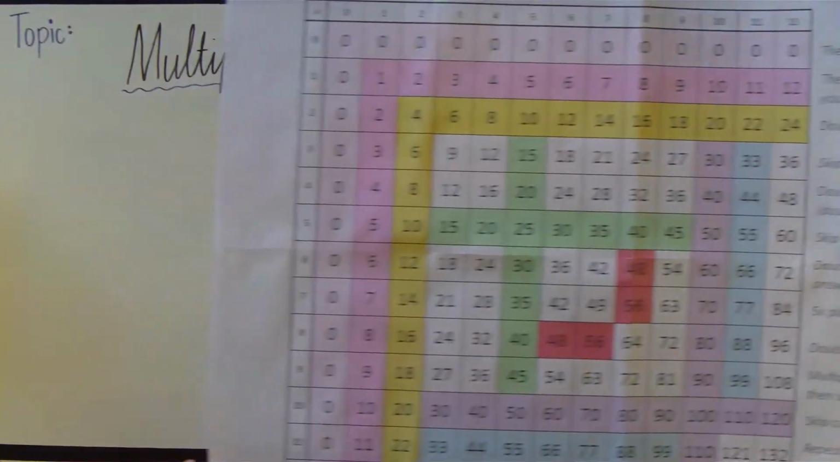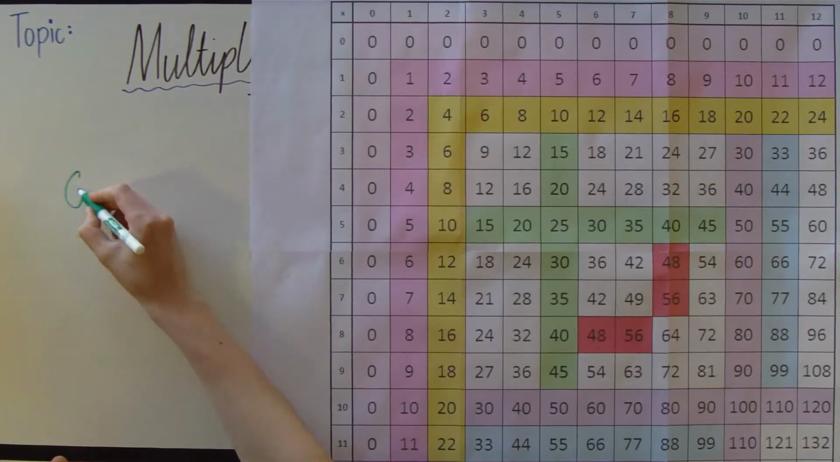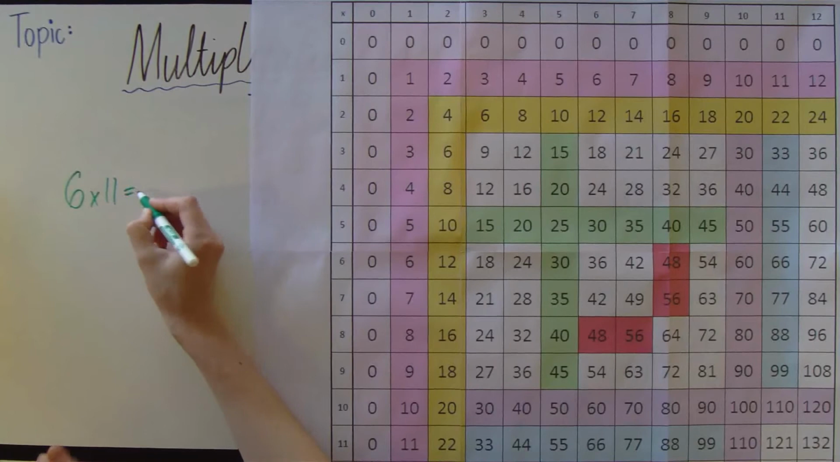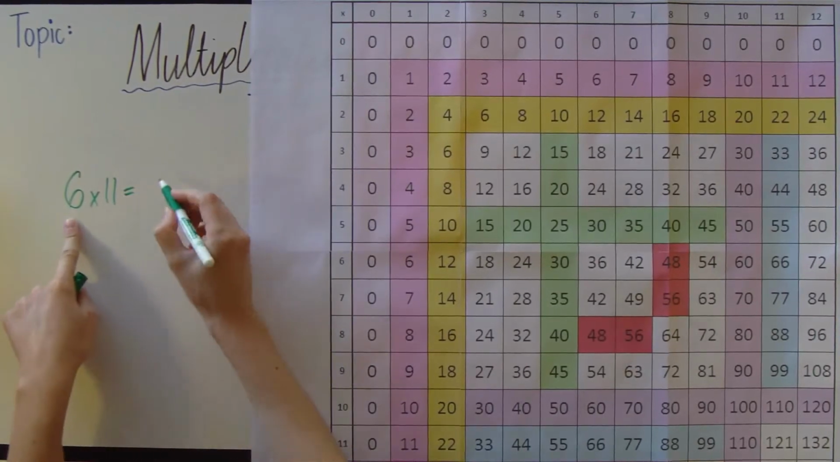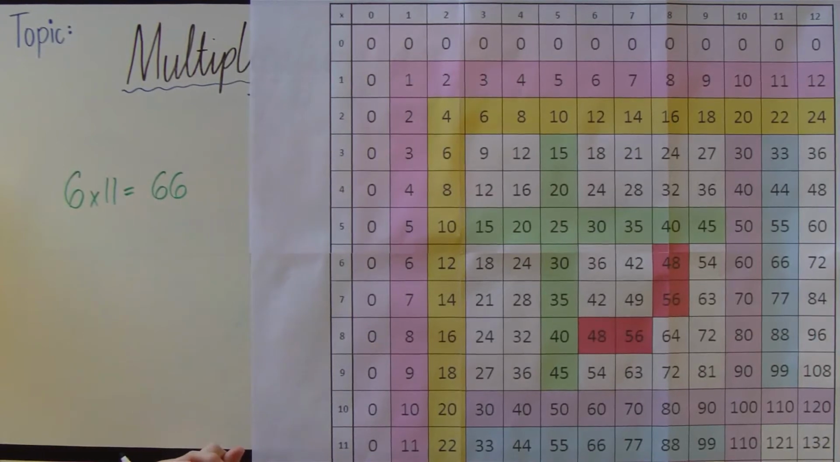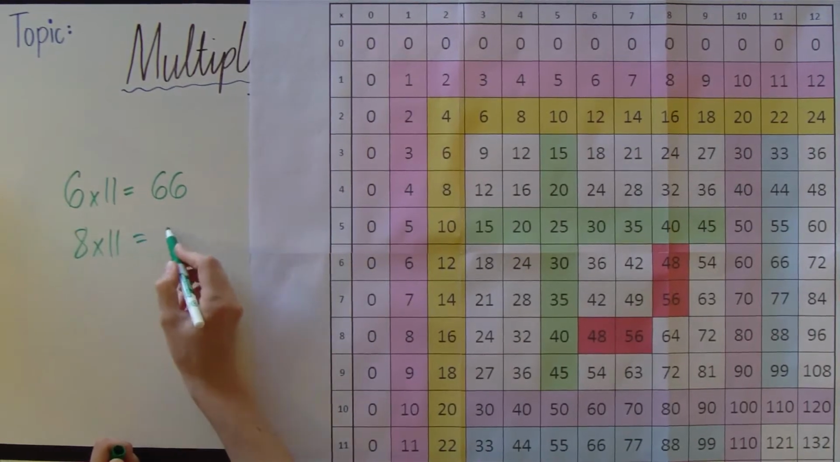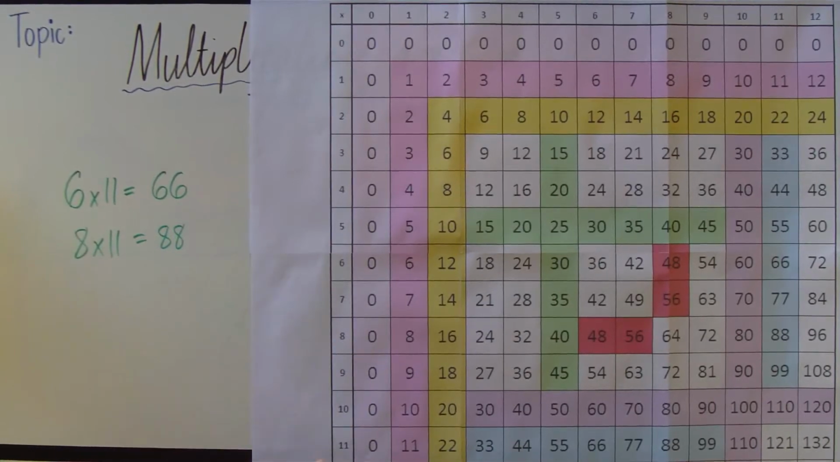So just going through an example of just repeating the digit. Let's say we have 6 times 11. You just repeat this digit here twice. Simple as that. Same for 8 times 11, 88. This is quite a popular one with a lot of my students because it's really fun and easy.